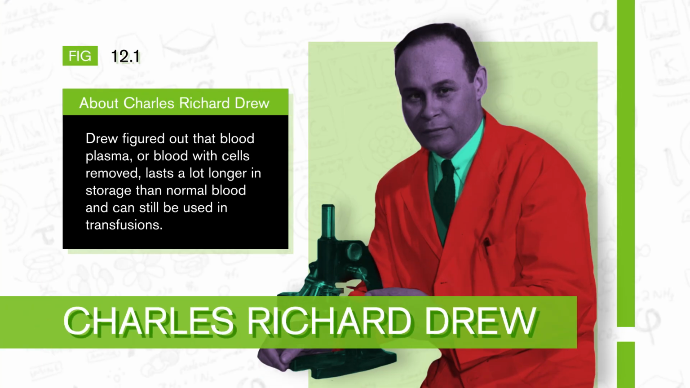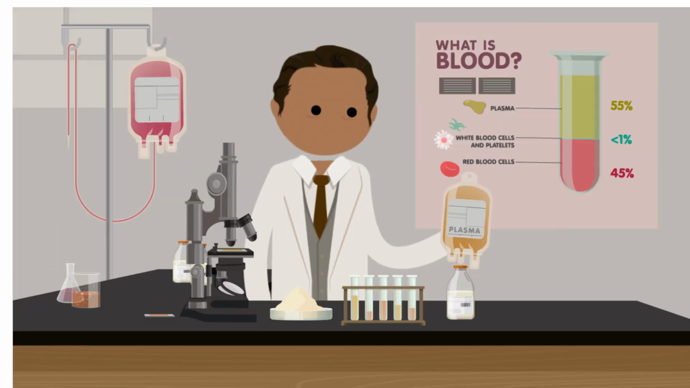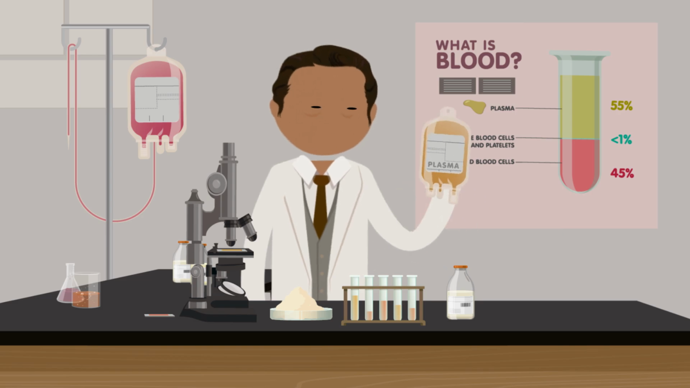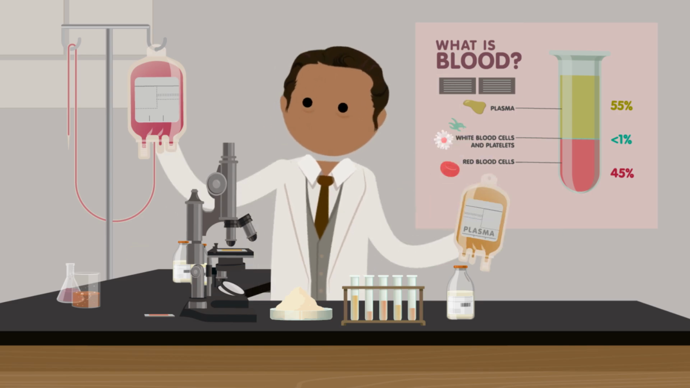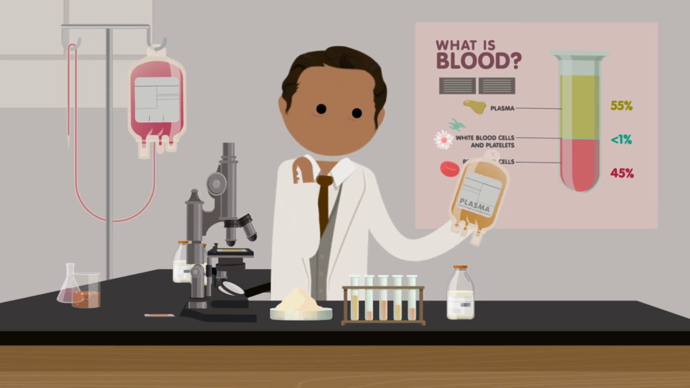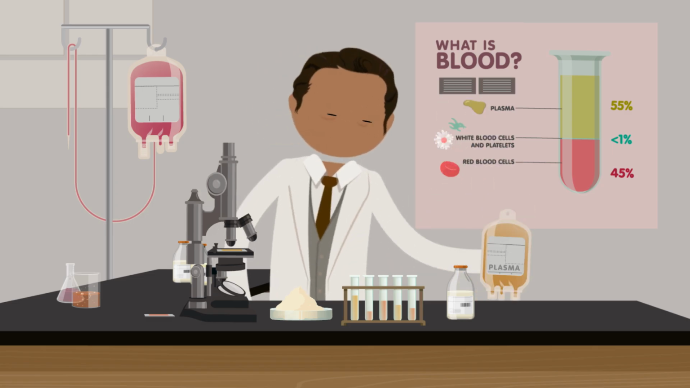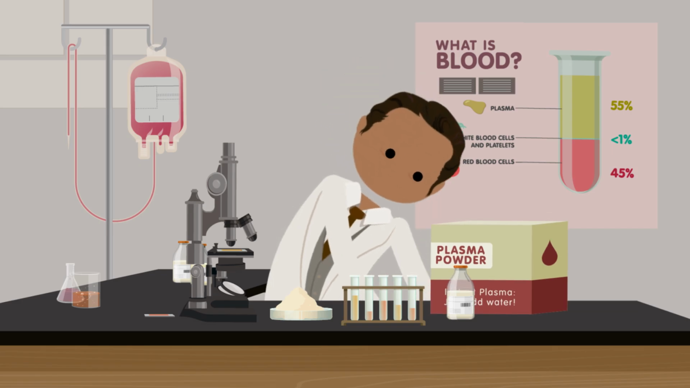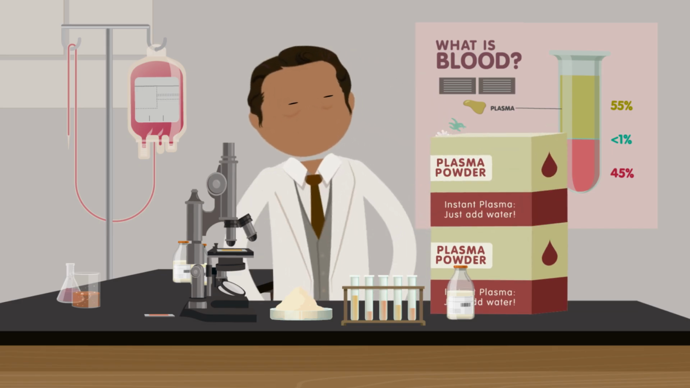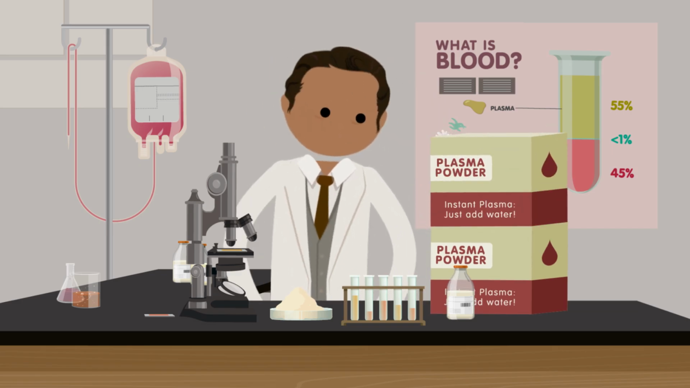In fact, the African-American chemist Charles Richard Drew even used the concepts of percent yield and limiting reactants in his research on blood chemistry. In the first half of the 20th century, he figured out that blood plasma, or blood with cells removed, lasts a lot longer in storage than normal blood and can still be used in transfusions. He increased the yields of blood that can be donated to save lives, providing blood donations for those who needed it most during the Second World War.